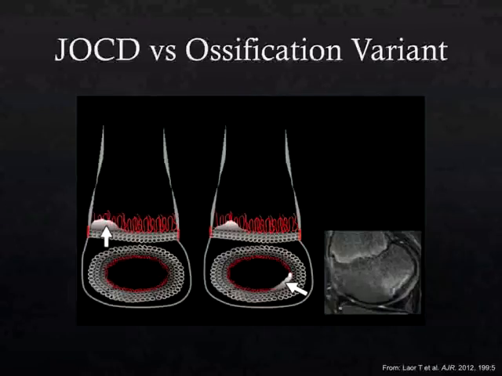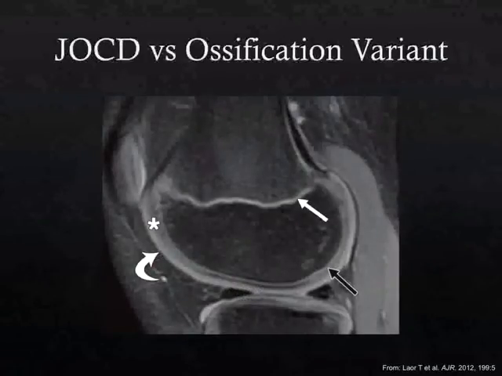So again, Tal-Leor, taking a cue from the veterinary literature, decided, well, if this is a disruption of endochondral ossification at the secondary physis, then on 3T MRI we can kind of see the secondary physis. So if the secondary physis is disrupted over an area of abnormal subchondral bone, then that's probably a JOCD, whereas if you can see the secondary physis intact over the subchondral bone, that suggests it's an osseous variant.